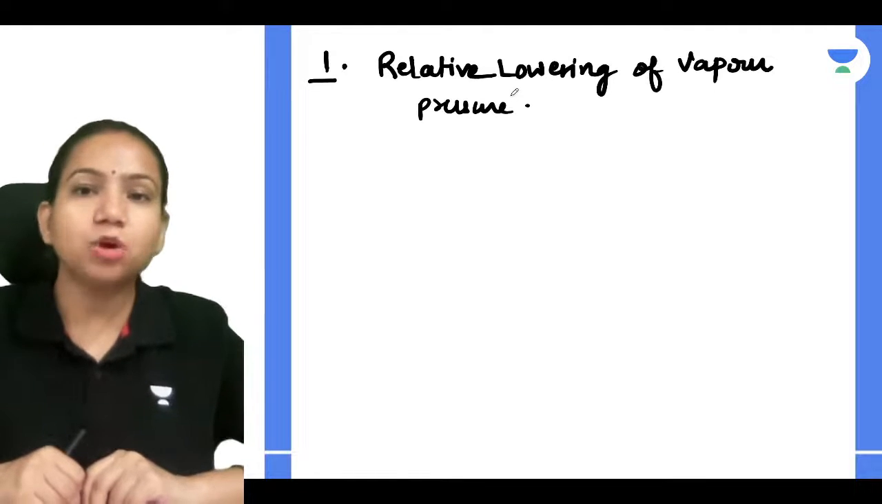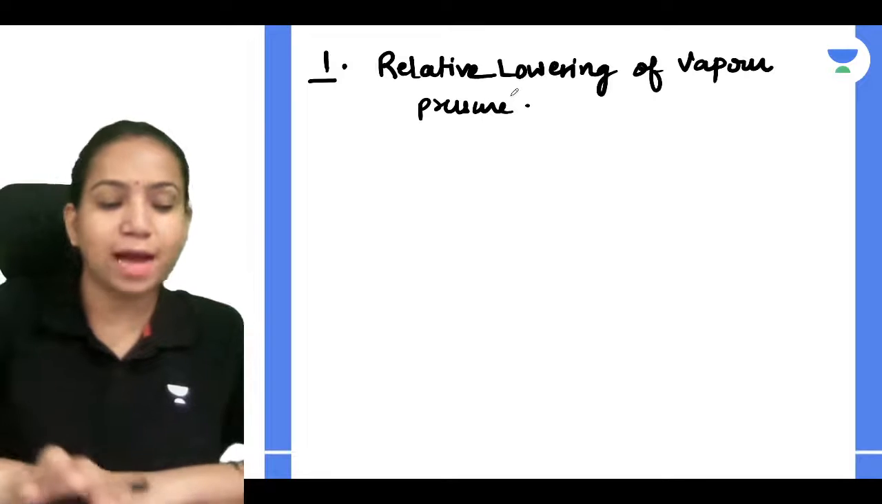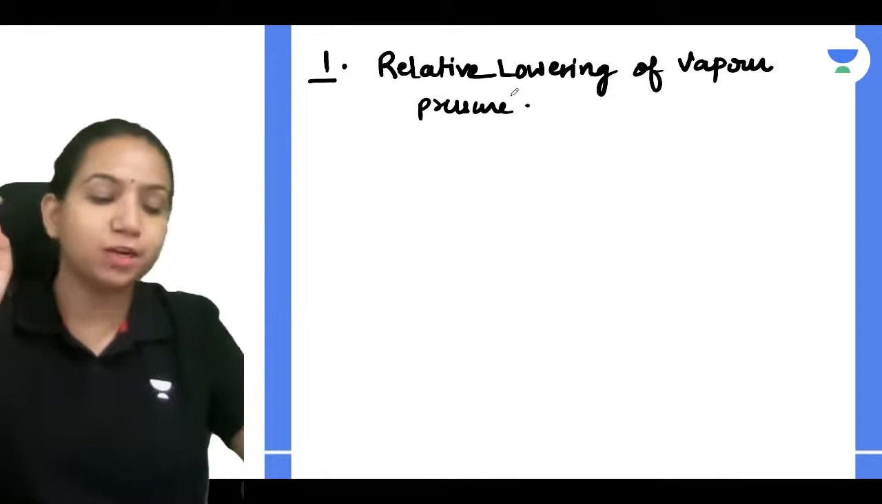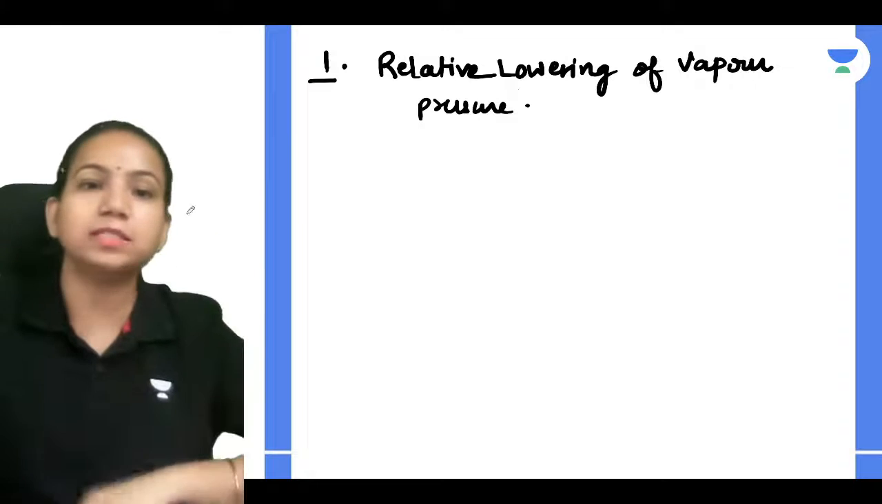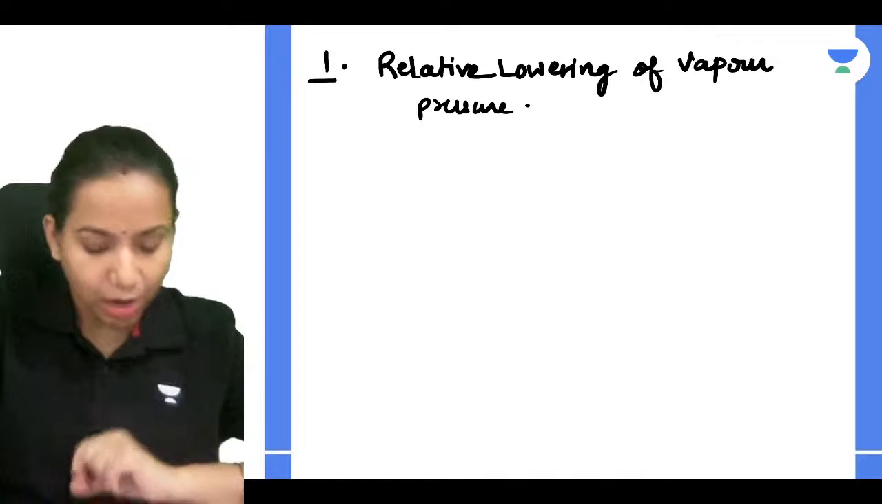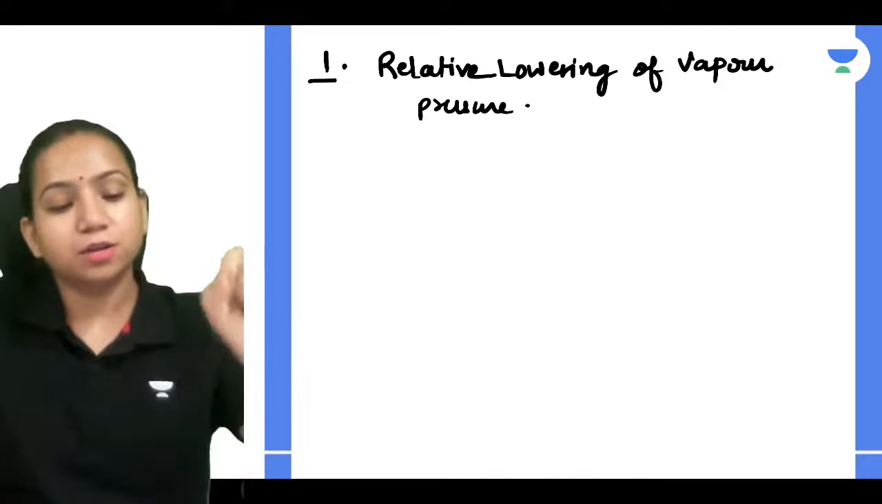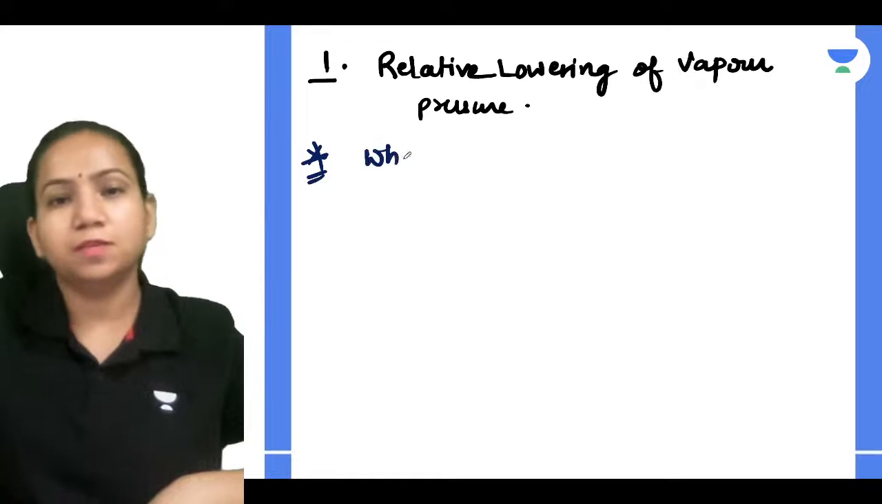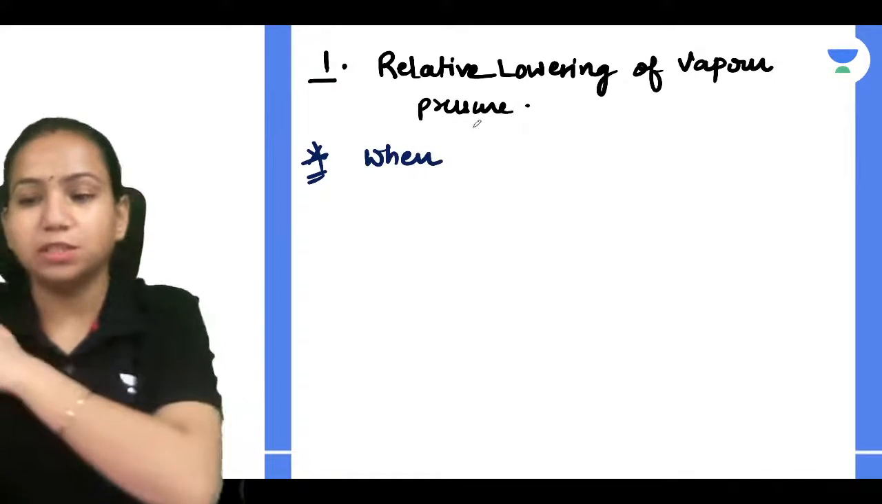Okay, let's just talk about relative lowering of vapor pressure. So what happens in that? First thing, you will mention the same thing only: when a non-volatile solute is added to a volatile solvent, then what happens? Vapor pressure decreases. So I'll mention it here only once, and then you will relate with the other colligative properties.